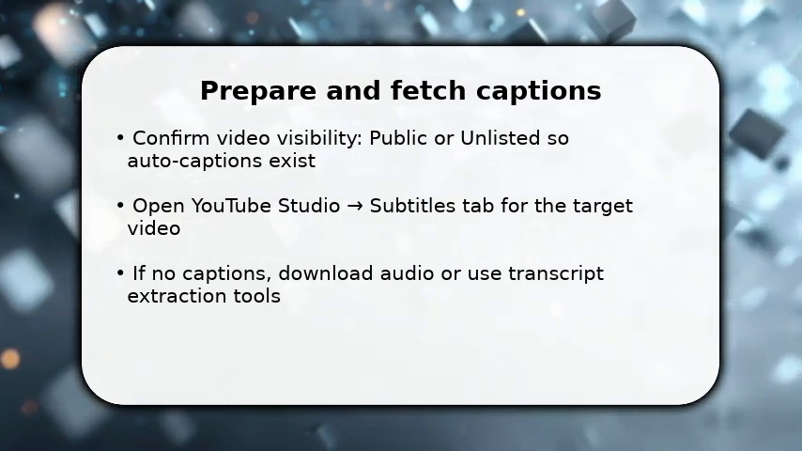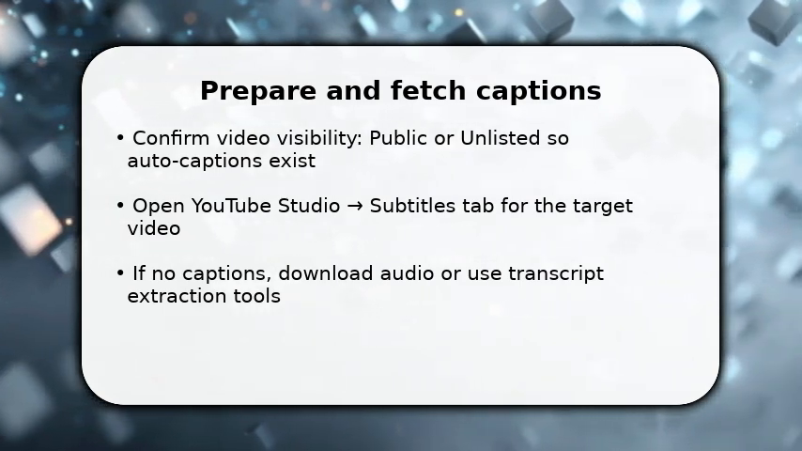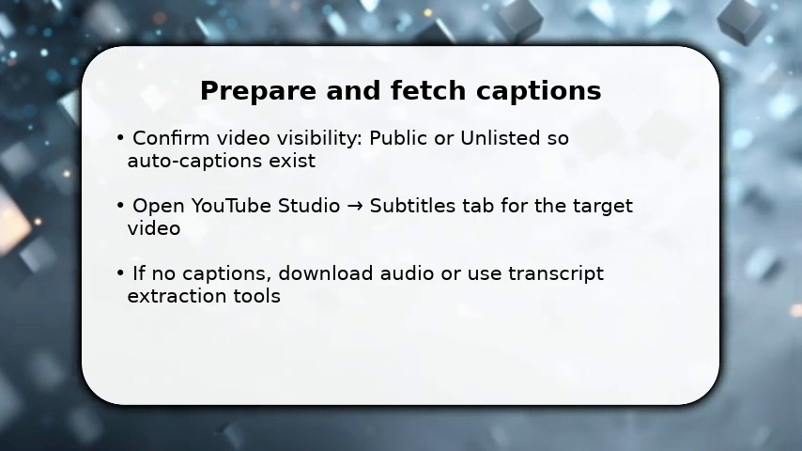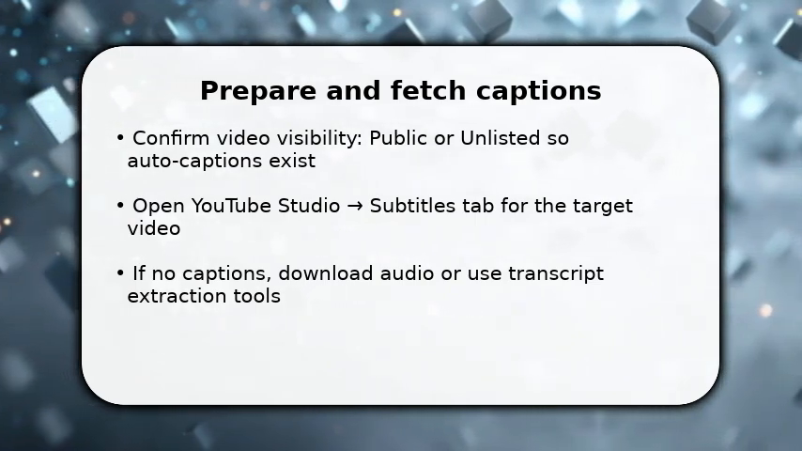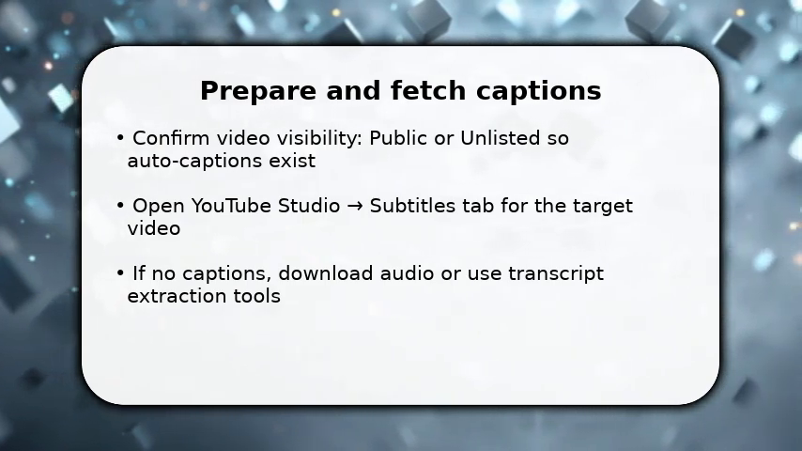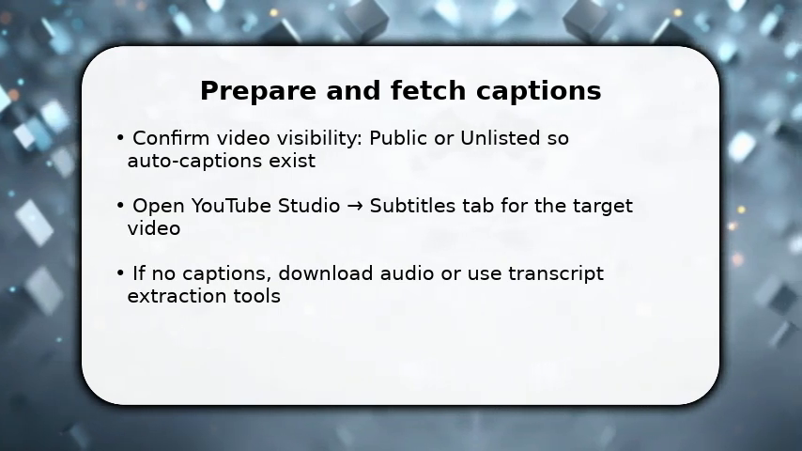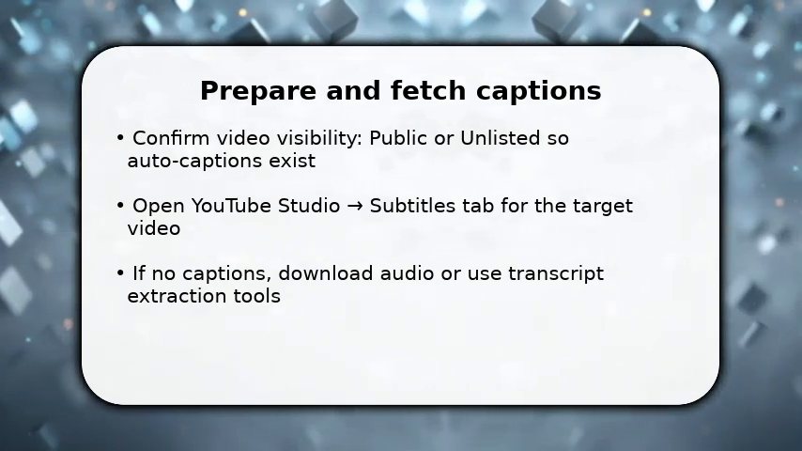Next, open YouTube Studio and go straight to the Subtitles tab for that video to see available languages and auto-generated drafts. Once there, if no captions appear, download the audio or use a transcript extractor to create a base SRT. You'll need that file to add subtitles without relying on the on-screen CC toggle.